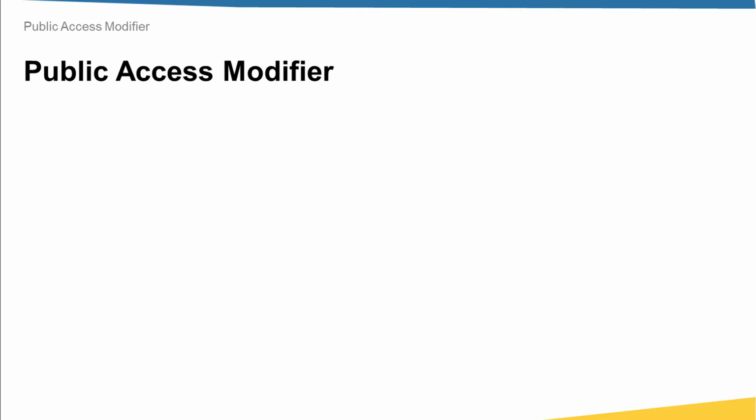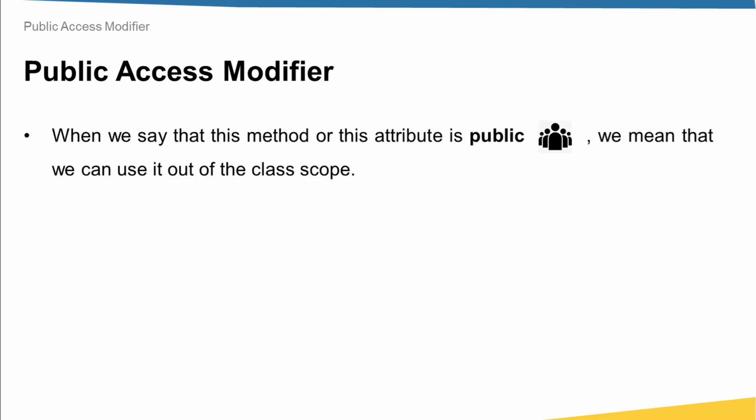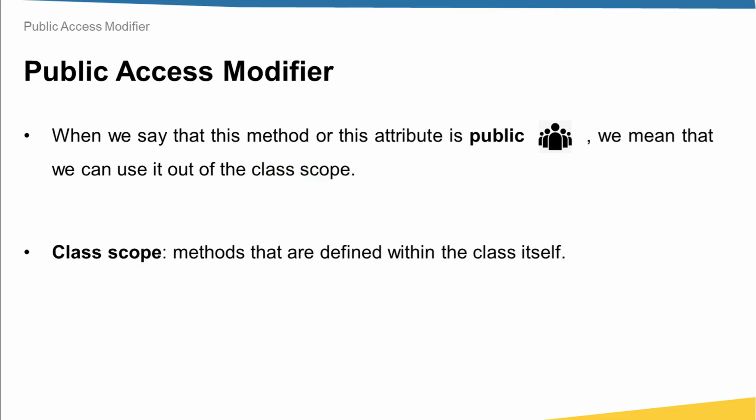So, what's a public access modifier? Very simple. When we say that this method or this attribute is public, we mean that we can use it out of the class scope. If you noticed, I use this concept of class scope multiple times. So what do I mean by class scope? Simply, class scope is just the methods that are defined within the class itself. So when I say the method or the attribute is public, this means they are accessible within the class scope or out of the class scope.